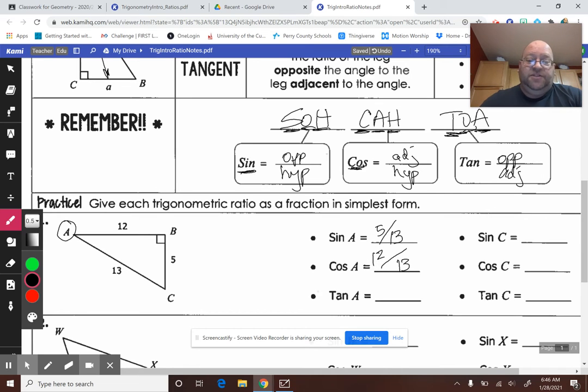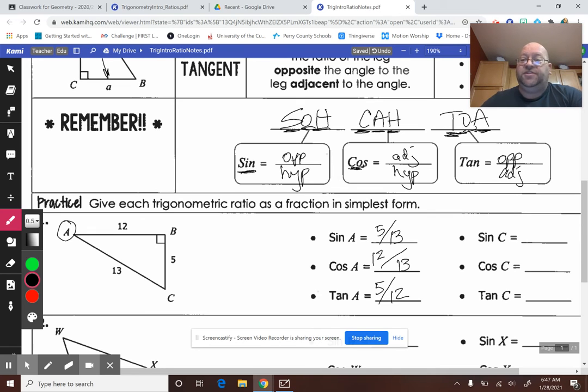And then last but not least, we're talking about tangent of A. So tangent of A would be opposite over adjacent. And again, that's why these ratios are so important, because it tells you what to do. So tangent is opposite, which would be 5, over adjacent, which would be 12. Remember, the hypotenuse is not part of the equation when it comes to tangent, okay? So that's literally all you have to do for these problems.